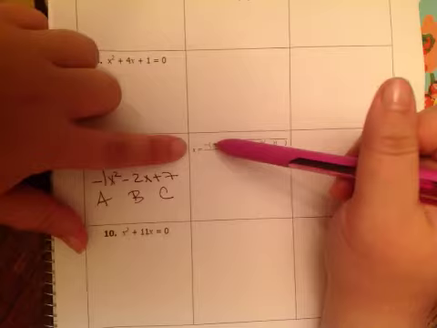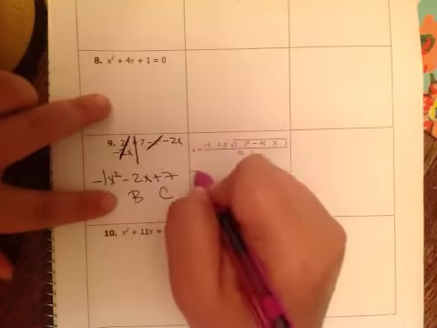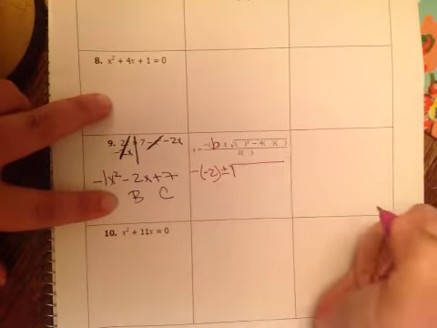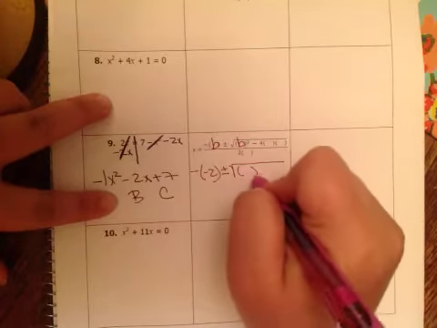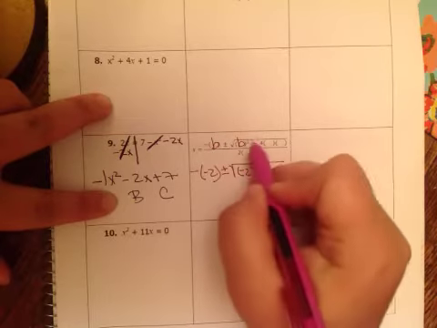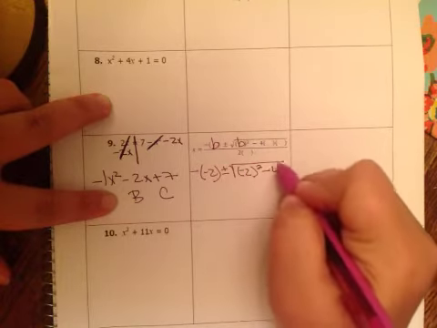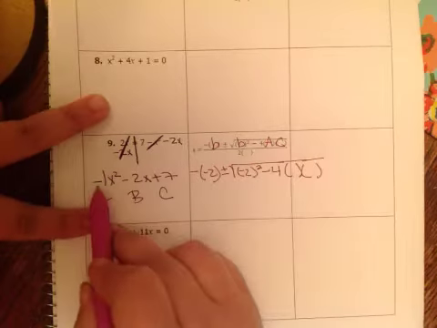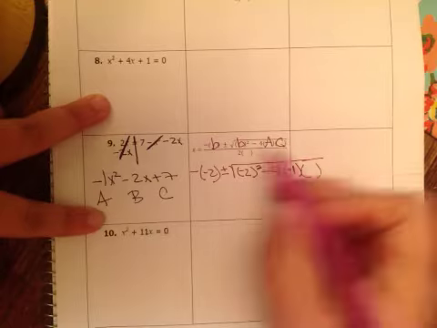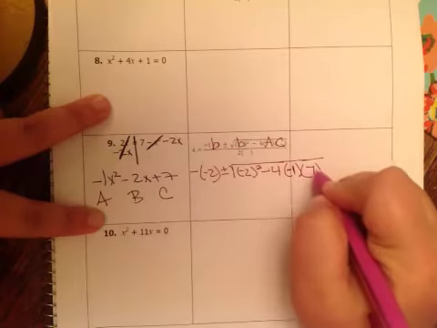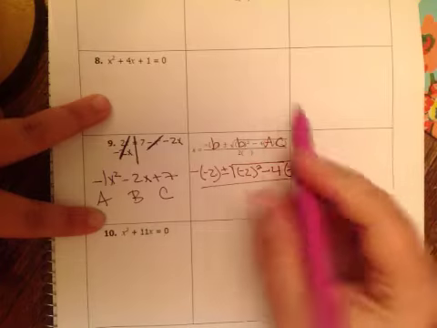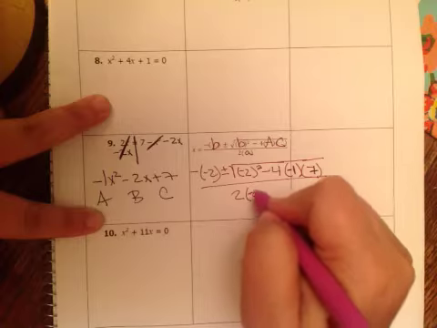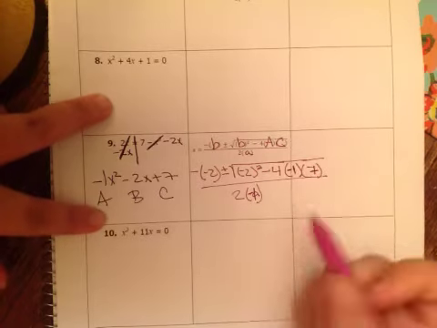So the song is negative B, which is our negative 2, plus or minus the square root of B squared. So that negative 2 goes in again. Minus 4AC, all over 2A. In this case, our A is a negative 1. Okay, so now we're going to go work it out.